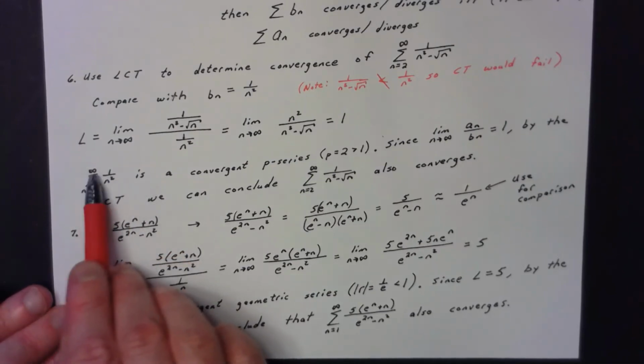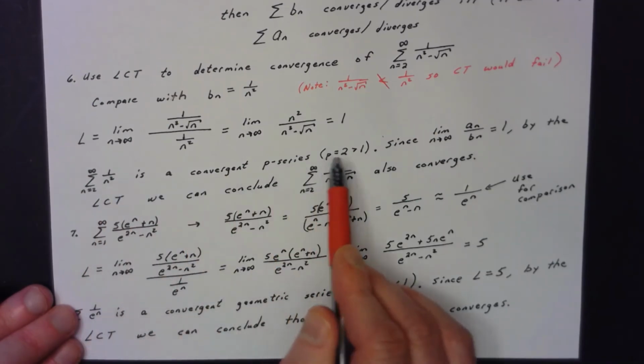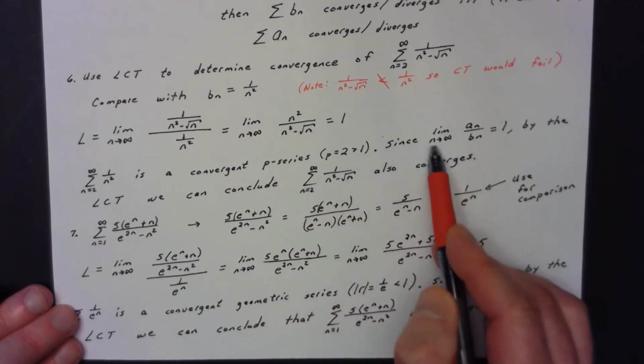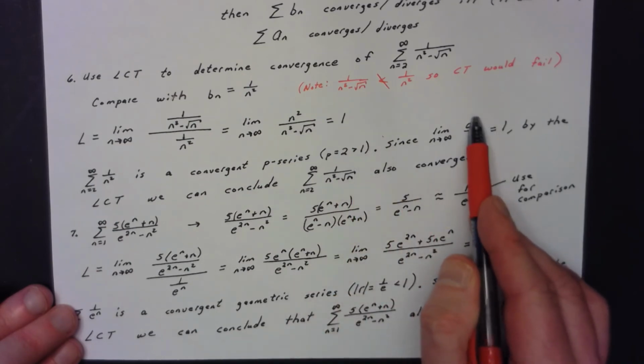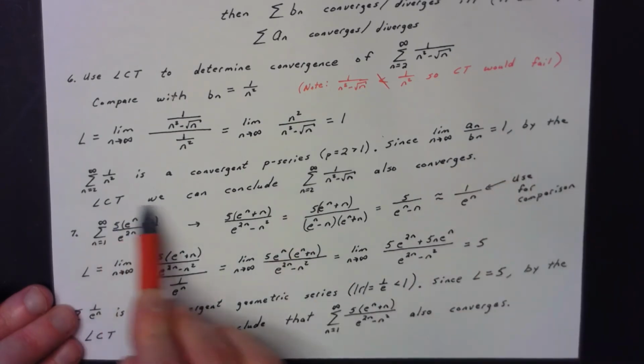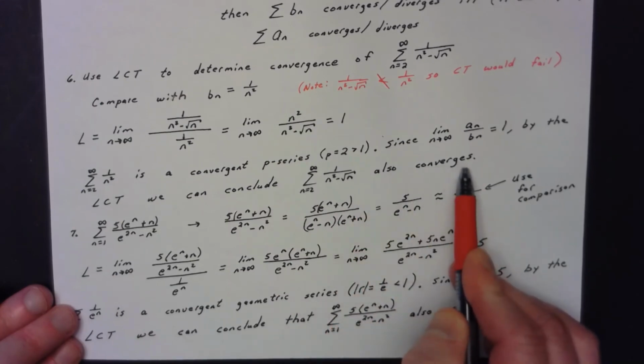It's saying that the series from n equals 2 to infinity of 1 over n squared is a convergent p series. Converges because p is equal to 2, which is greater than 1. Since the limit as n approaches infinity of a sub n over b sub n is 1, by the limit comparison test, we can conclude that the series of our problem also converges.